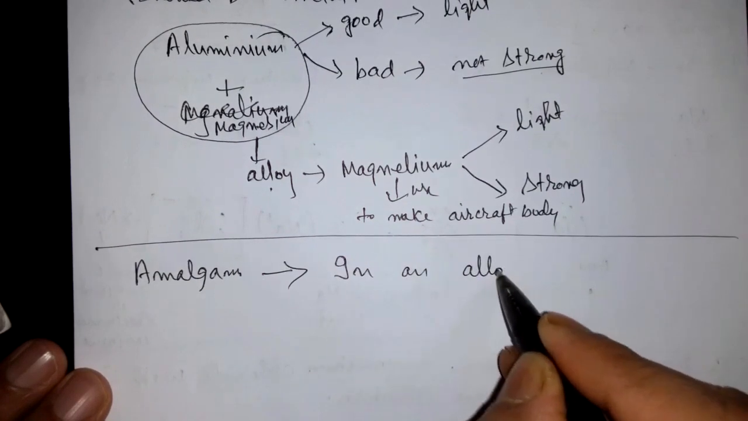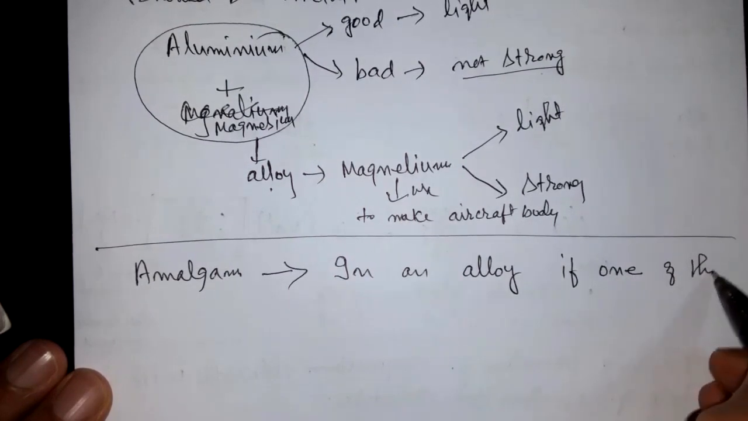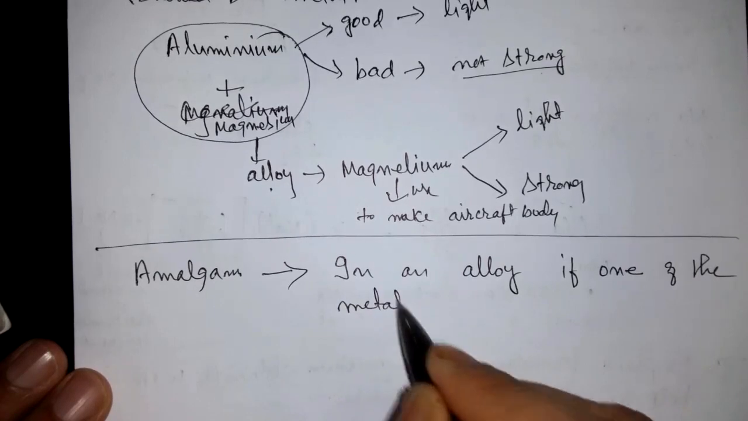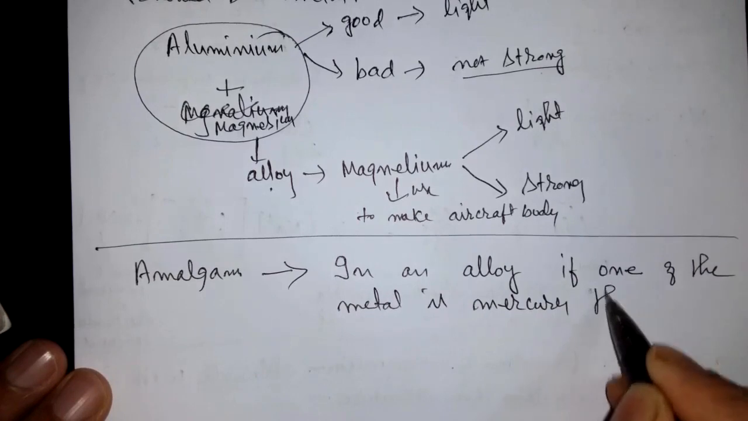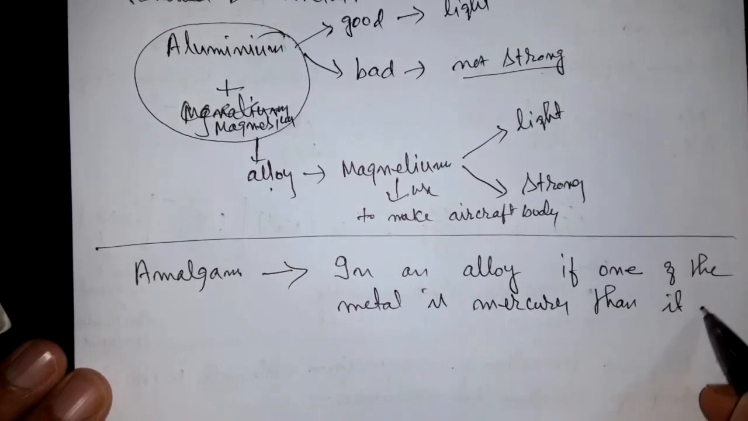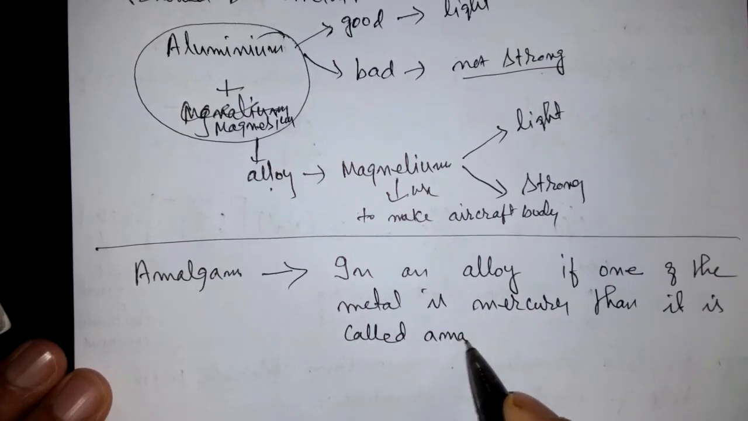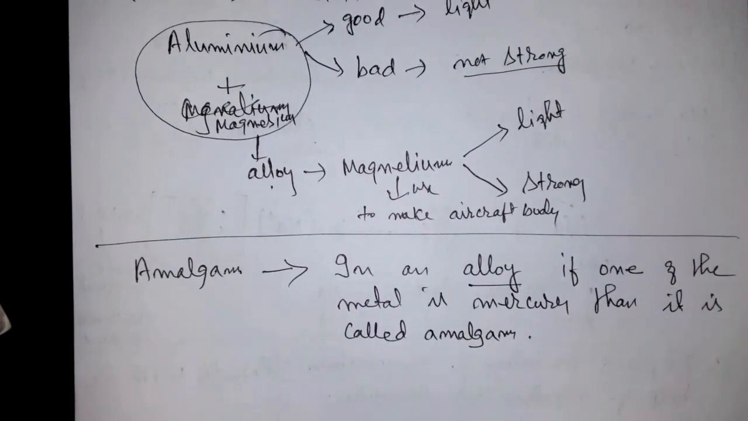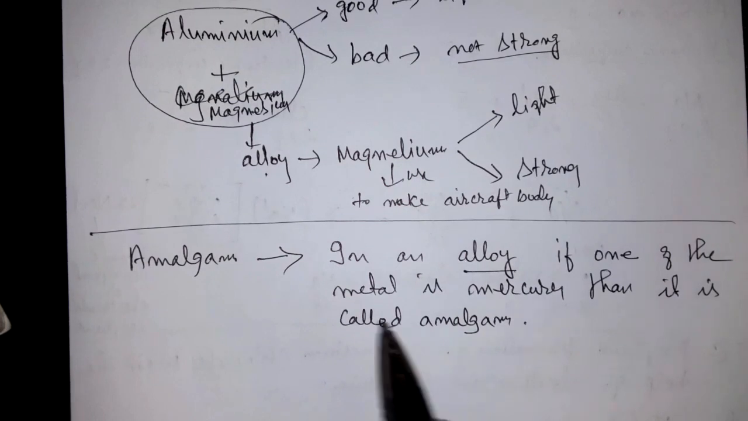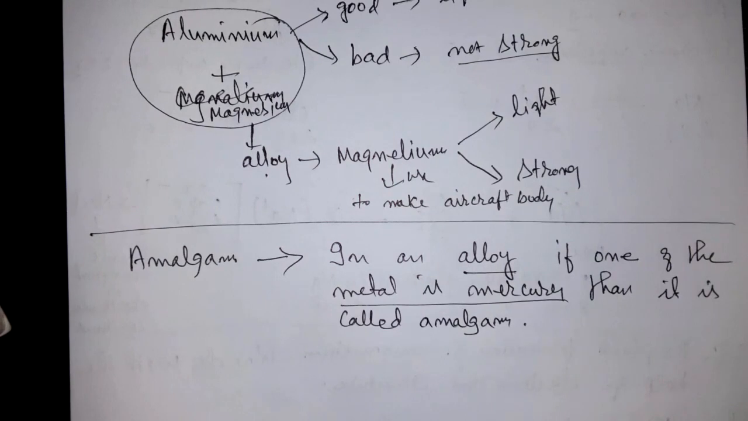In an alloy, if one of the metals is mercury, then it is called amalgam. This may be important for objective. So amalgam is an alloy, but all the alloys are not called amalgam. The condition is that in an alloy, if one of the metals is mercury, then only that alloy is called amalgam.